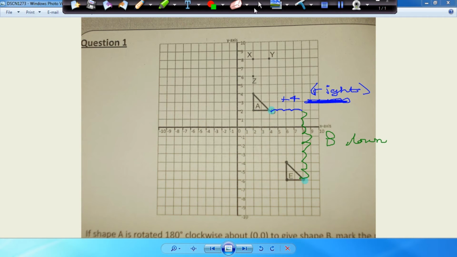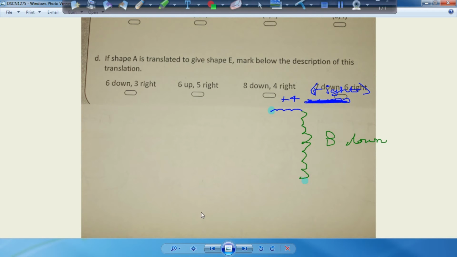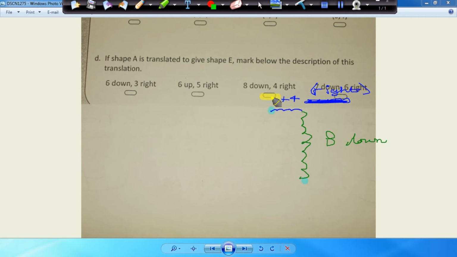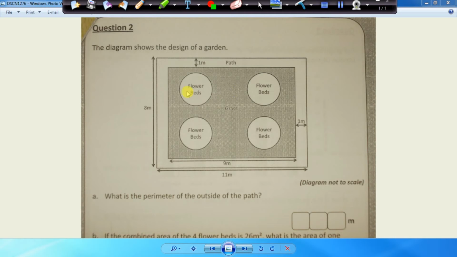So if we go to the question, for question D, the closest answer we're going to have is 8 down and 4 right, which is that one. Okay, even though according to mathematics, they've actually described it wrong like that. Never mind, we're happy with that. Question number 1's done. All of it? Yeah. Okay, bismillah.